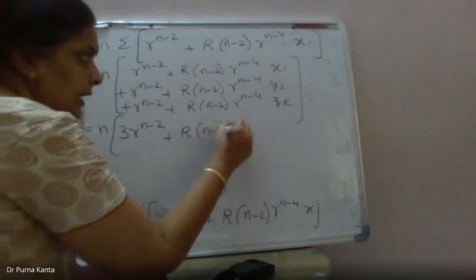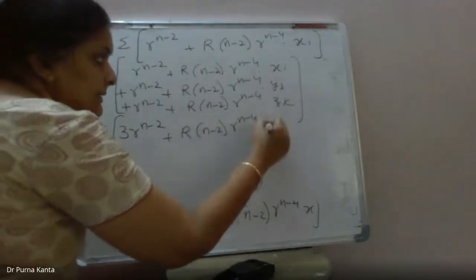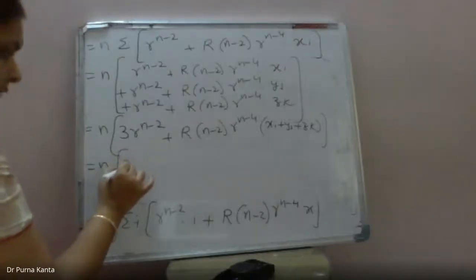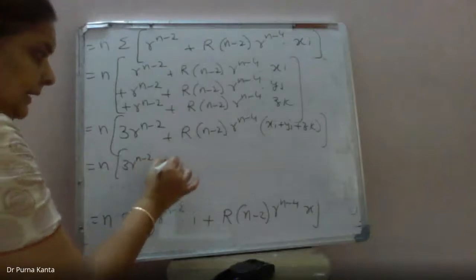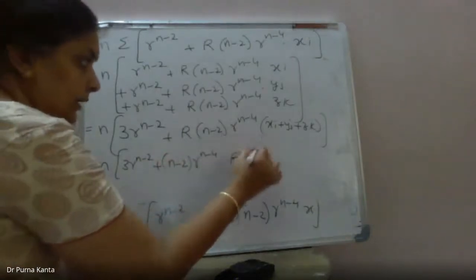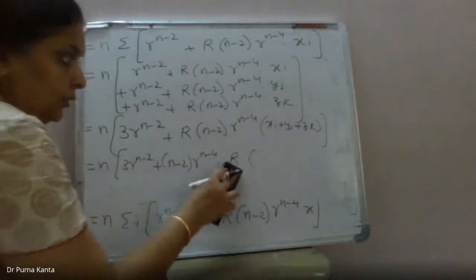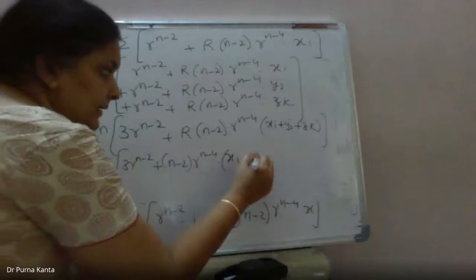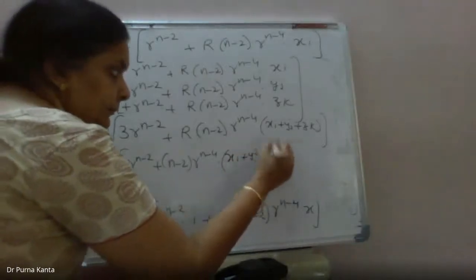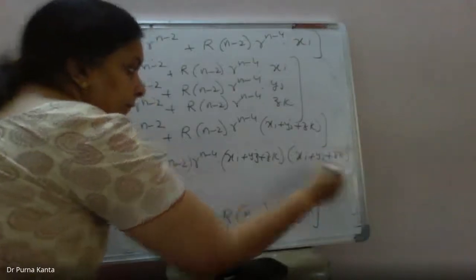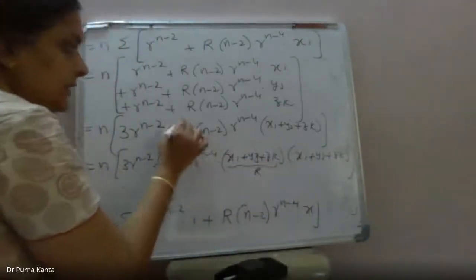Then n minus 2, r power n minus 4. This is xi plus yj plus zk. n into 3 r power n minus 2 plus n minus 2 r power n minus 4 r, and this is also one more r. What I do is, r dot xi plus yj plus zk. This is nothing but capital R, which I have written over here.